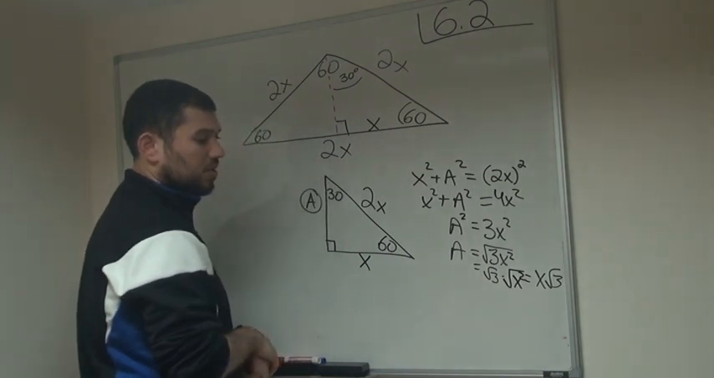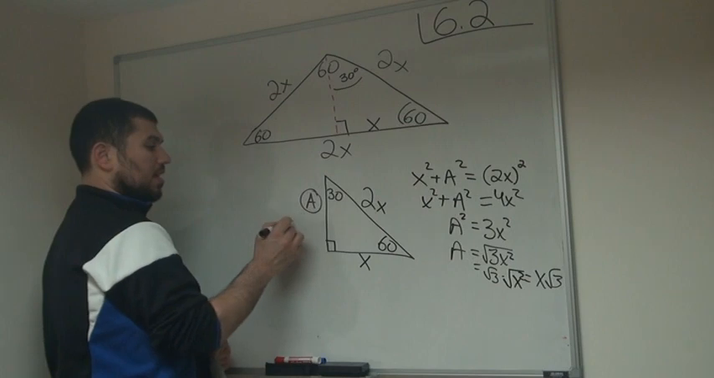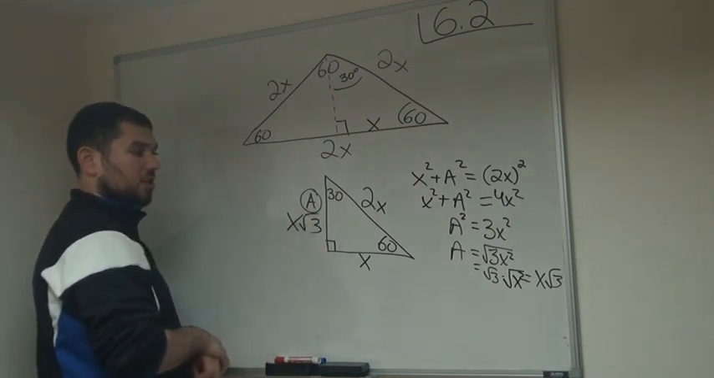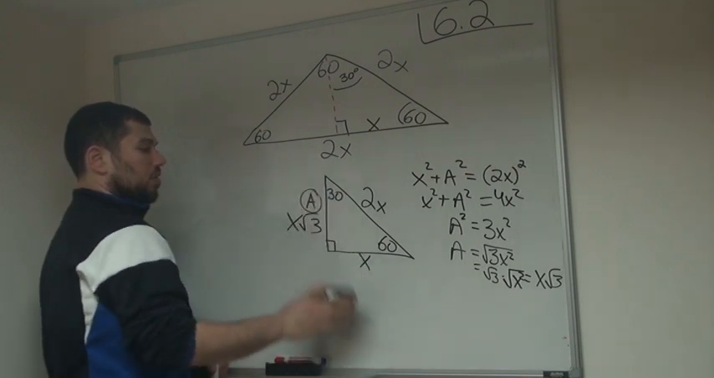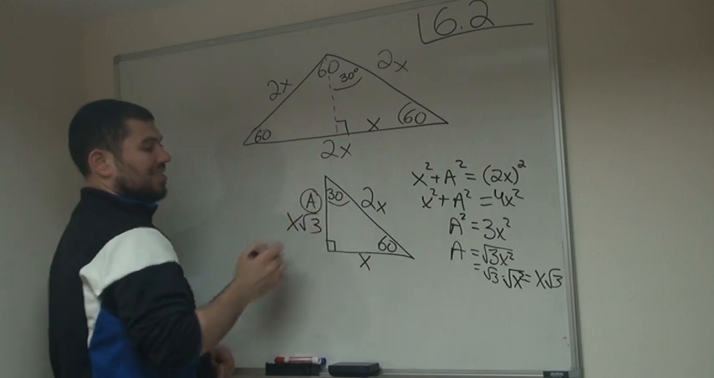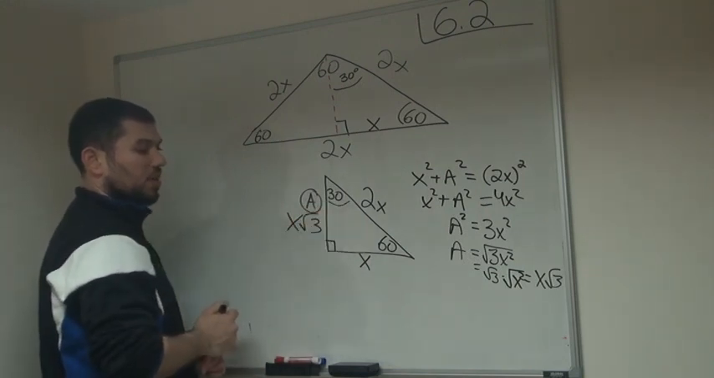The square root of x squared is x, the square root of 3 is the square root of 3, so I get x root 3. Again, not necessarily responsible for the derivation, but you do need to know that the side lengths of a 30, 60, 90 triangle are proportional to x, x root 3, and 2x.